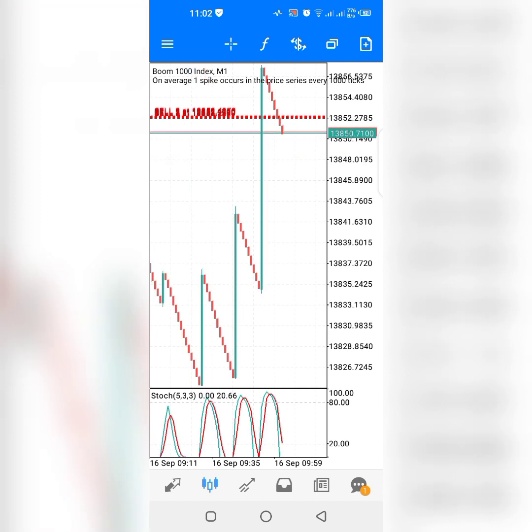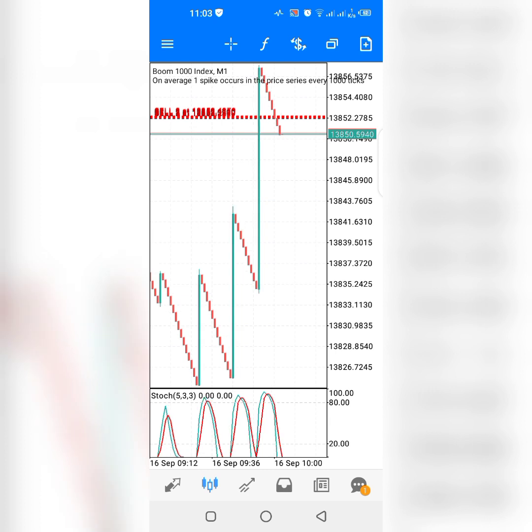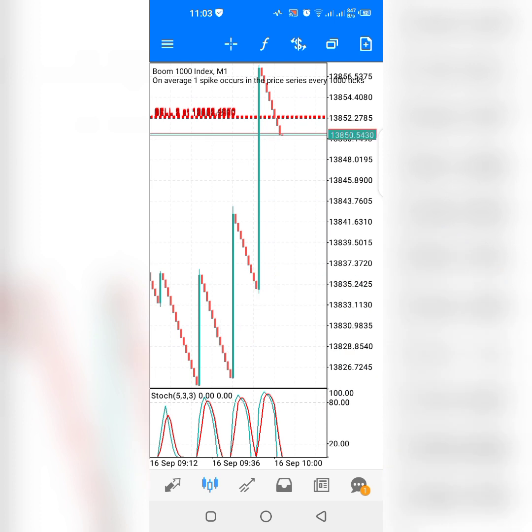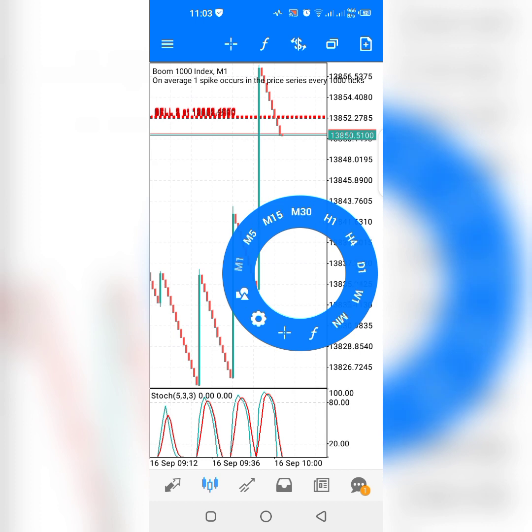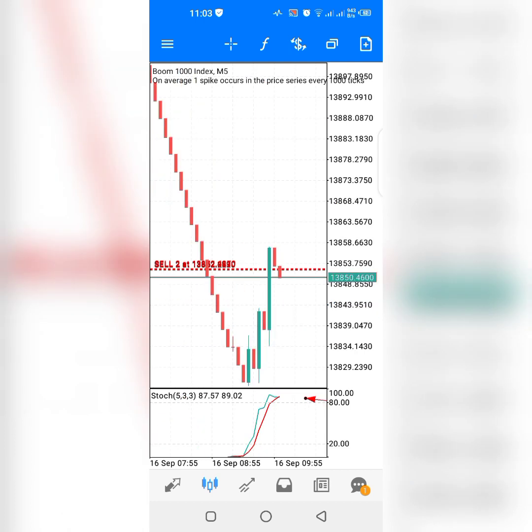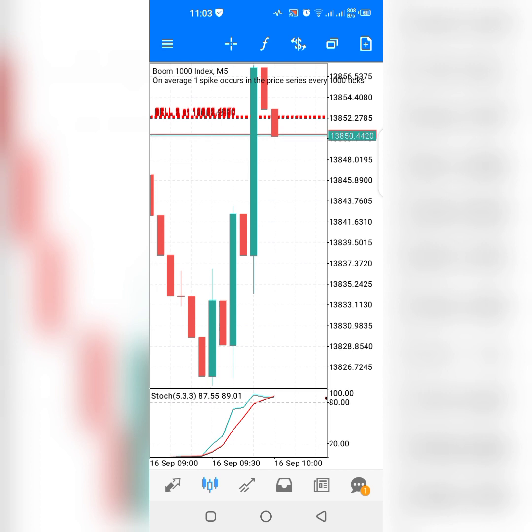And mind you, you can see that the stochastics on M1 has gotten to the oversold level of 20, right? So it should give us the third candle, the finishing of the 3rd candle on M1. So we are still waiting. Now let's check what's happening on M5. Now you have to notice that M5 is about going back up.